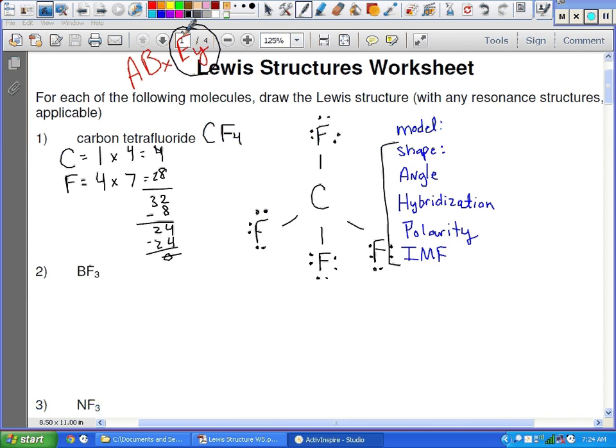Alright, so I can just look at this and tell that there's not any E, so I don't need that. But there are 4 bonded atoms. So the model is AB4, and the shape that corresponds to that model is tetrahedral. The angle of a tetrahedral is 109.5.